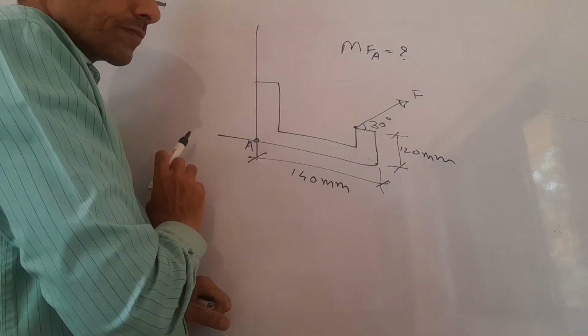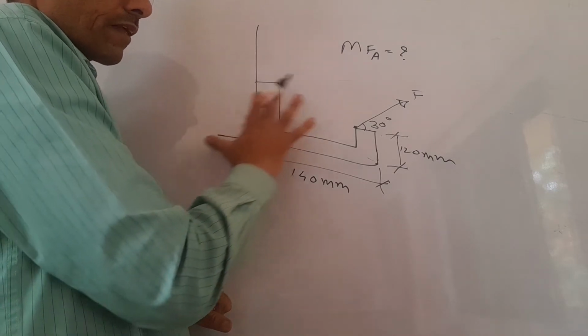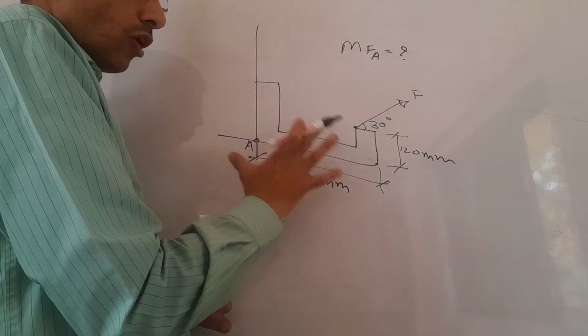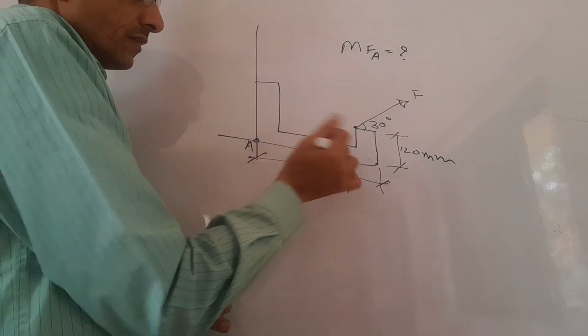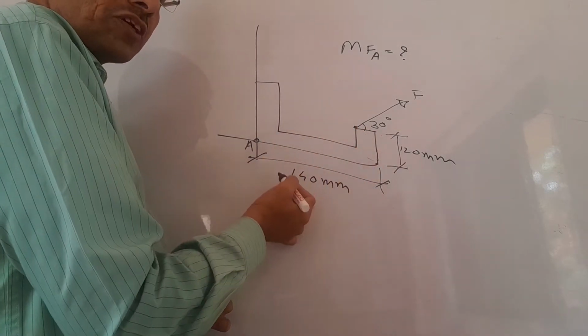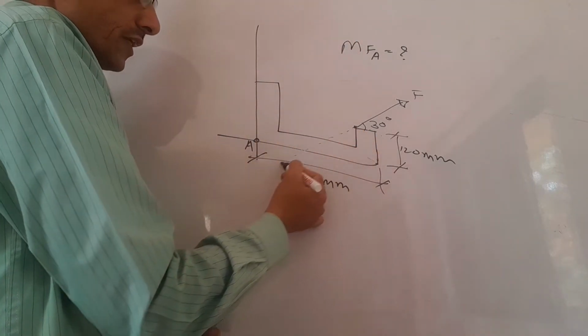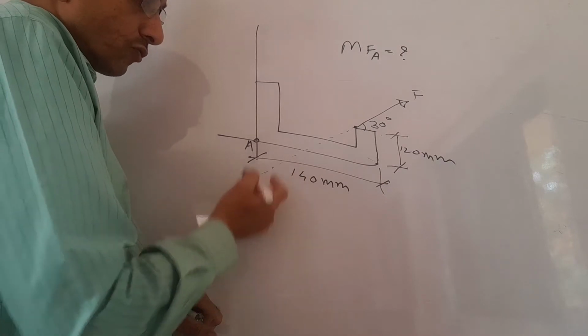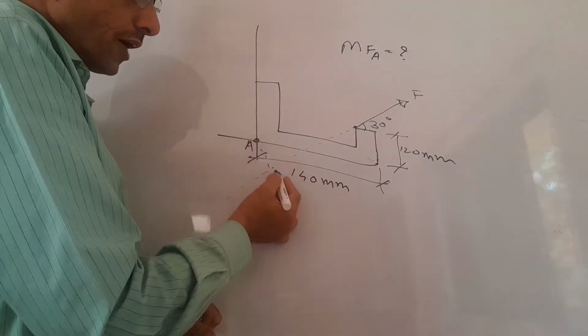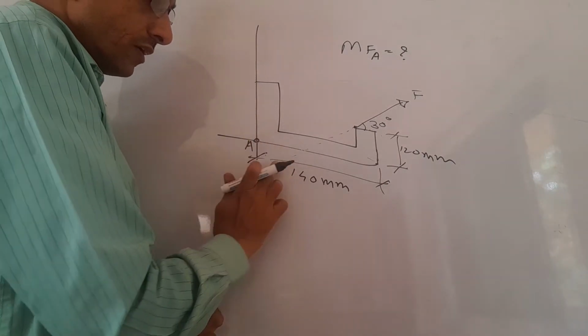So, you have to find the force times the perpendicular distance to find the moment. If I draw the extension of the line of action of this force, these distances are not known. This distance is not given to me.